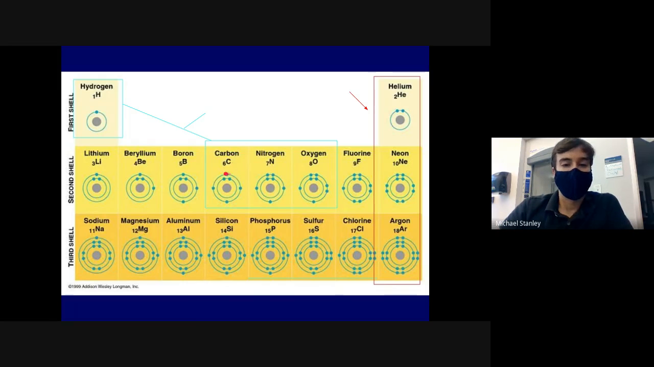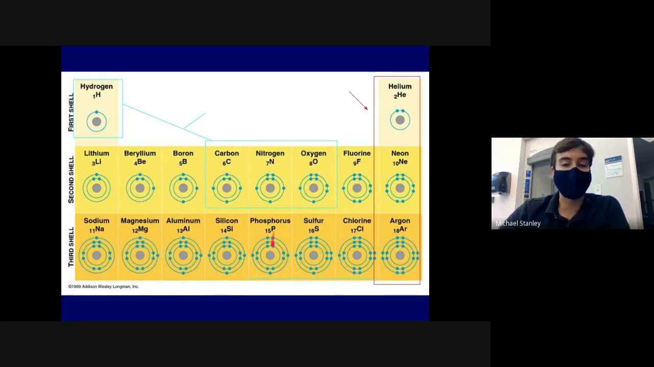For example, carbon has 4 valence electrons on the second shell. Silicon has 4 valence electrons, but they are on the third shell. Carbon has 6 electrons, so it has 2 on the first and 4 on the second. Silicon has 14 total electrons, so it has 2 on the first, 8 on the second shell, so a completely full second shell, but 4 on the third shell. So carbon and silicon both have 4 valence electrons. It's just that carbon's outer electrons are on the second shell, and silicon's outer electrons are on the third shell.